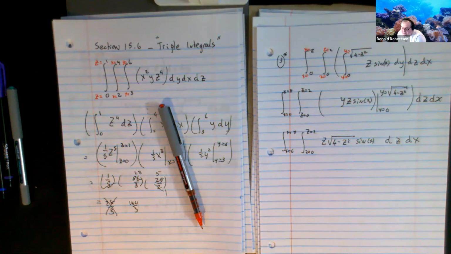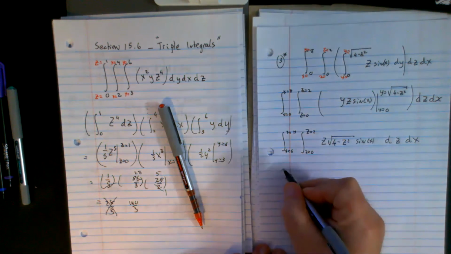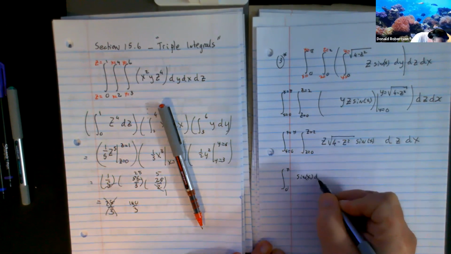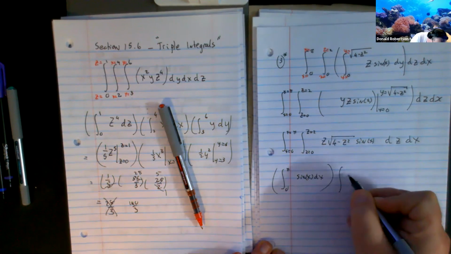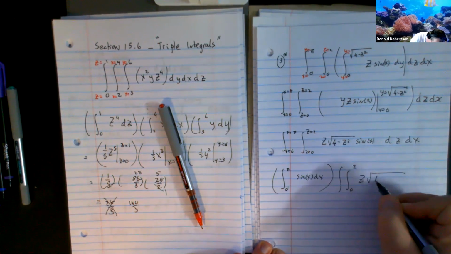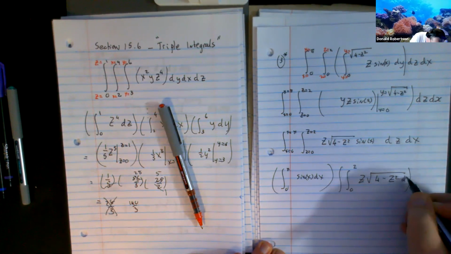So far, so good. Okay, let's look at what we've got. Numbers, numbers, that's a good sign, right? Is this one going to be variable separable? Yes. It is, isn't it? You agree? So I would split it as the integral from 0 to pi of sine x dx and the integral from 0 to z of the square root of 4 minus z squared dz.